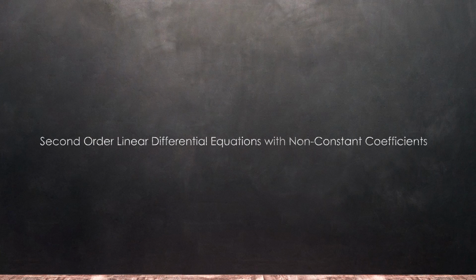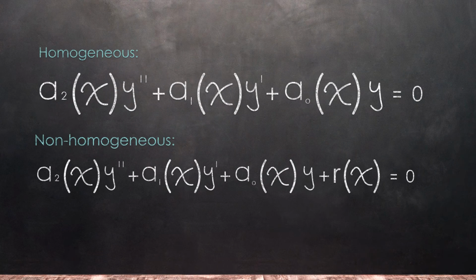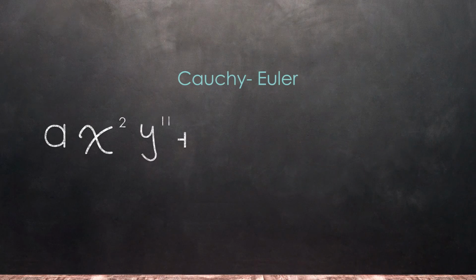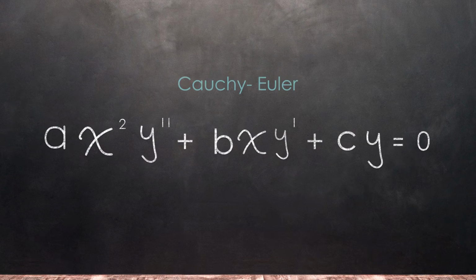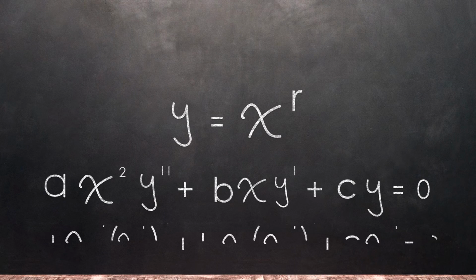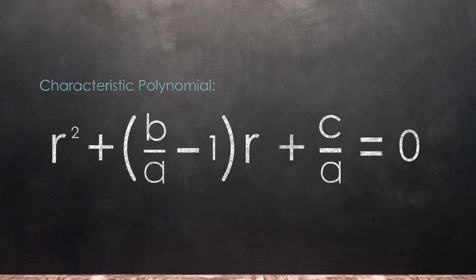Second-order linear differential equations with non-constant coefficients are not easy to solve, regardless whether they are homogeneous or not. There are many variations of this type of differential equation, but there are some which, when recognized, are easily solvable. A Cauchy-Euler or Euler equation has the following form. There are two methods to solving this type of equation. The first is to use a predetermined solution of the form x to the power of r, where r is an unknown power. If we substitute this into the equation, we end up with a quadratic in r, which becomes our characteristic polynomial.